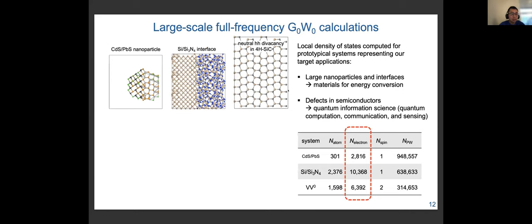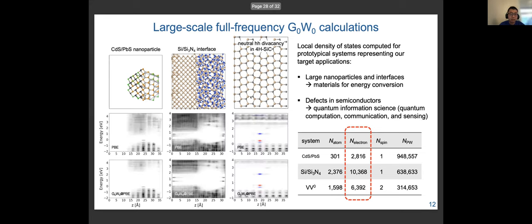So last, I'd like to show you some production calculations done with the GPU version of West. So shown on this page are three very large GW calculations, a large nanoparticle with more than 2,000 electrons, a giant silicon-silicon nitride interface with over 10,000 electrons, and then a spin defect in 4H silicon carbide with 6,000 electrons. And those calculations were done using production settings, not some loose, inaccurate settings. And we are not only computing a few energy levels, but we computed thousands of quasi-particle energies to plot the local density of states, as shown here.